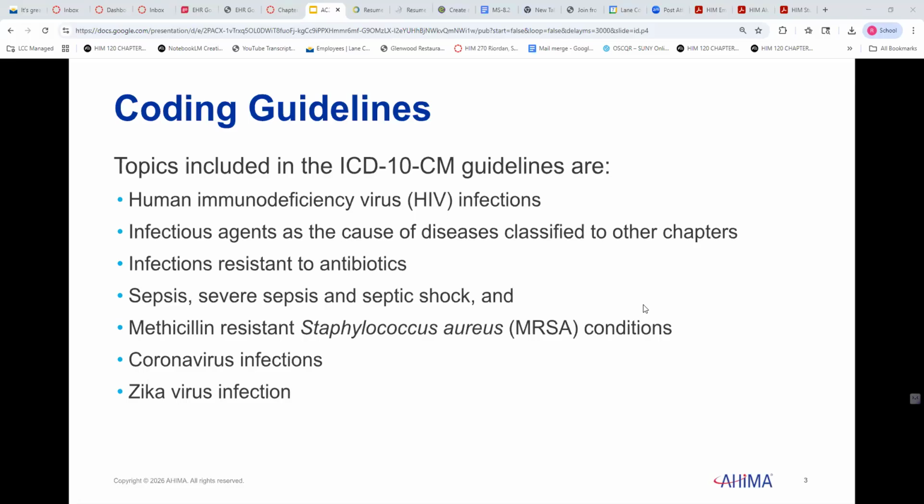And as you move through these and do these exercises, you need to ask yourself, does the site code already name the organism? If not, you're going to use a code, an agent code, if you will, from B95 to B97. And this will make more sense as we look at these specific codes.